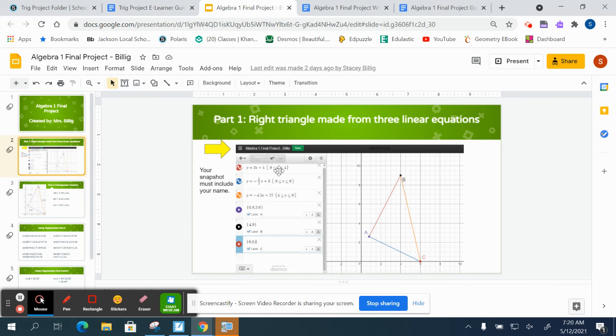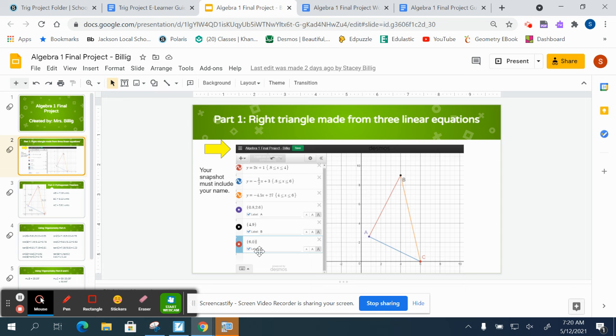So look at how I restricted the domains. The first thing to do is to figure out your points, A, B, and C, by just clicking on the intersection of the lines. And then once you find those, you can use those to restrict the domains for each line. So I know that this equation goes from 0.8 to 4. So you're using the x coordinates to restrict the domain.